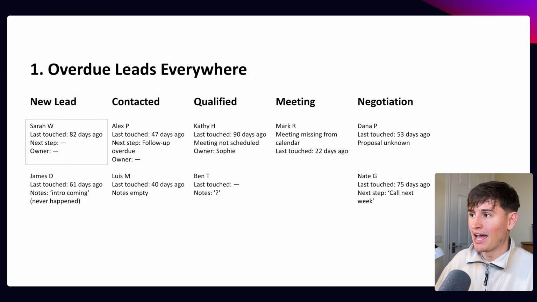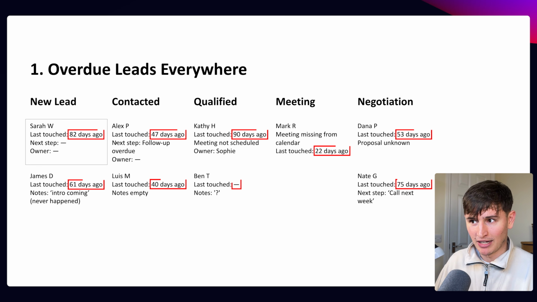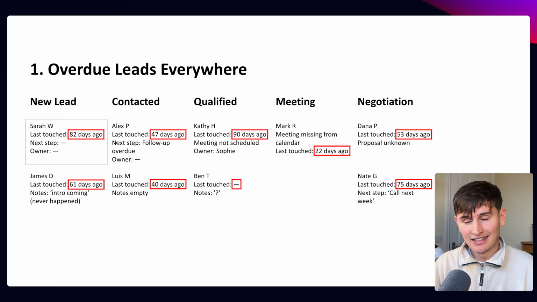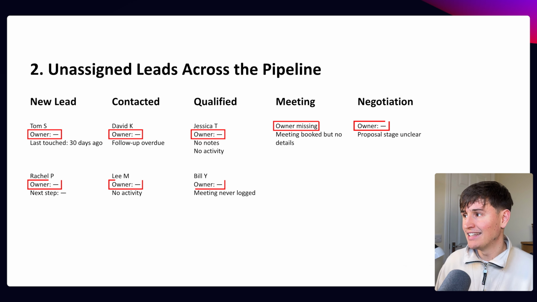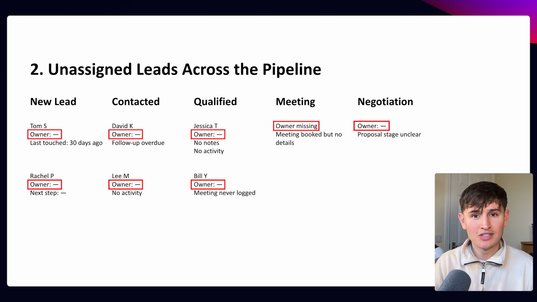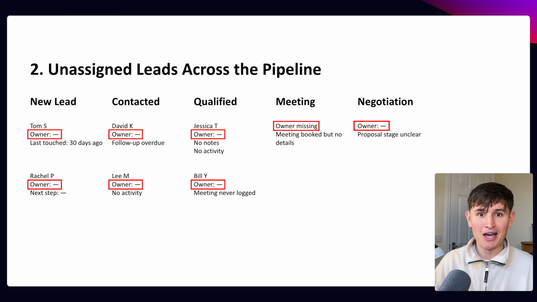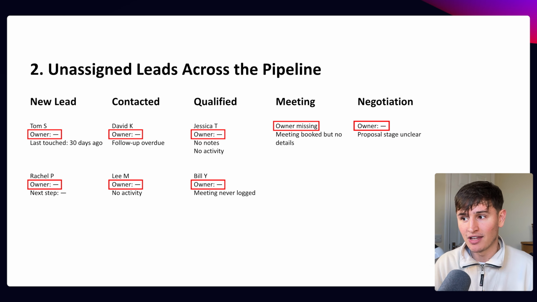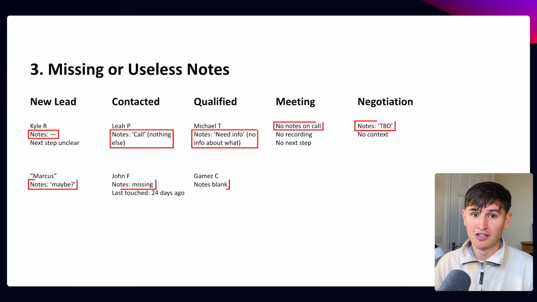So firstly here, we have overdue leads everywhere. You add a new lead in, it sits in new lead forever, you don't follow up with it, it never moves forward. We have unassigned leads across the pipeline. So whose lead is it, right? Like, who was the person that should be dealing with this? And then it gets messy because people don't know who's what, and then reporting becomes messy, and just generally a nightmare.